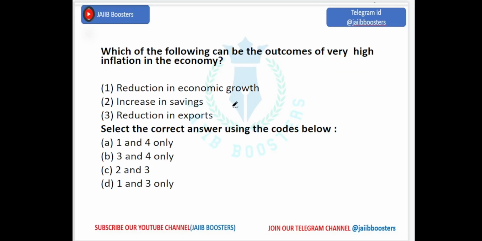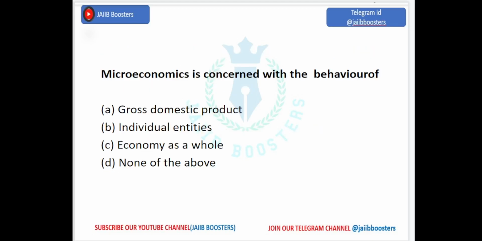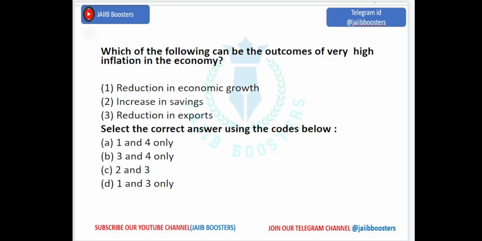Which of the following can be outcomes of very high inflation of the economy? What are the options here? Reduction in economic growth, increase in salary, increase in savings, reduction in exports. The answer is two and three. Meaning, the outcomes here are increase in savings and reduction in exports.